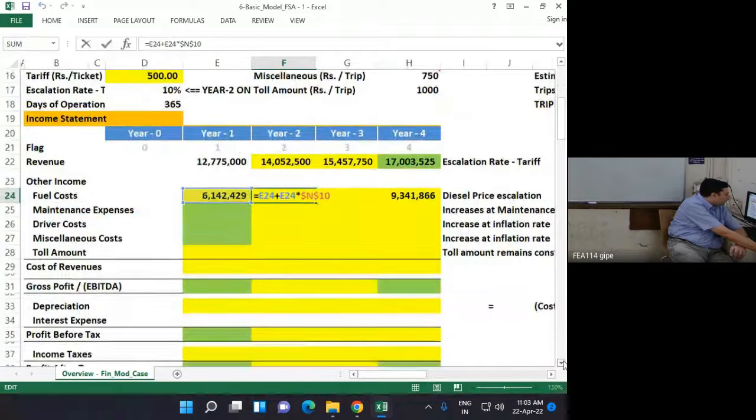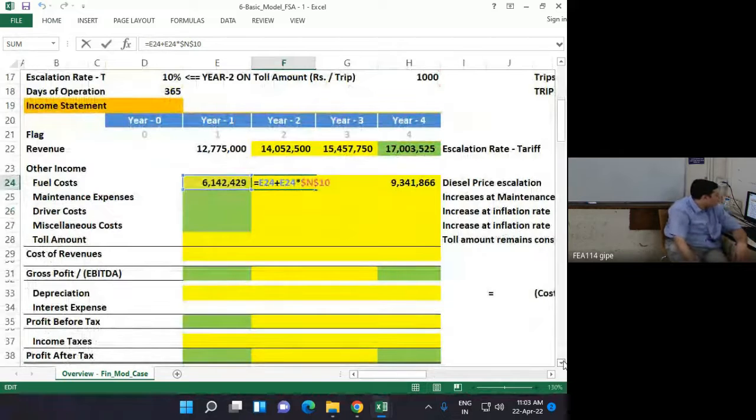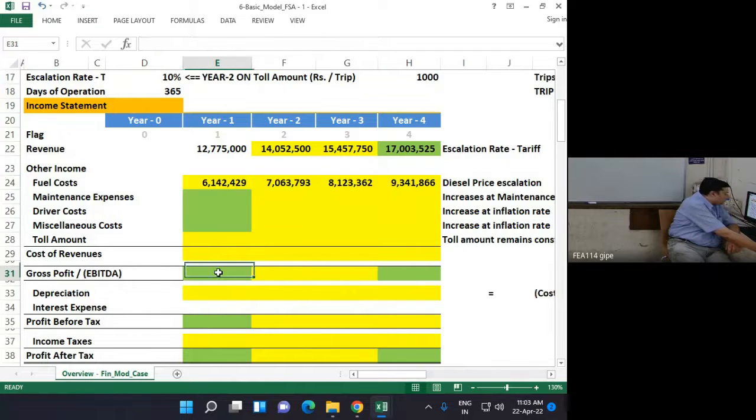Tell me gross profit for year 1 and 4. Now you complete the remaining line items. Everything else is pretty straightforward. 2597, and for year 4, 928. Looks good. Proceed ahead.